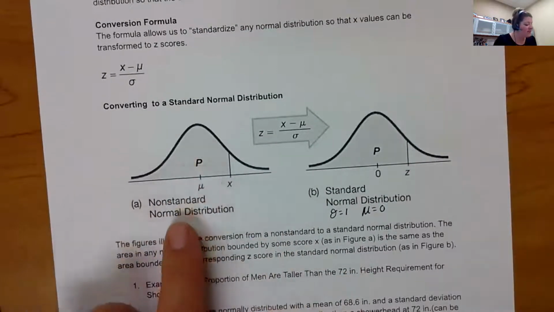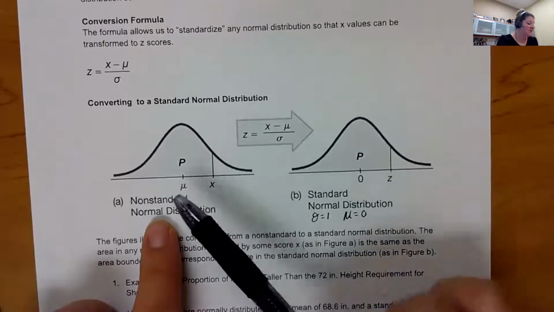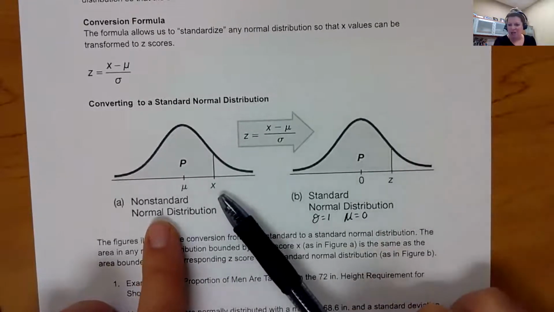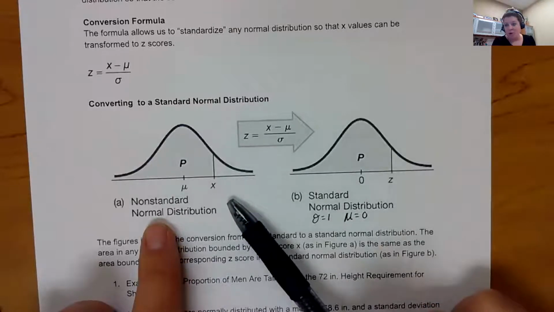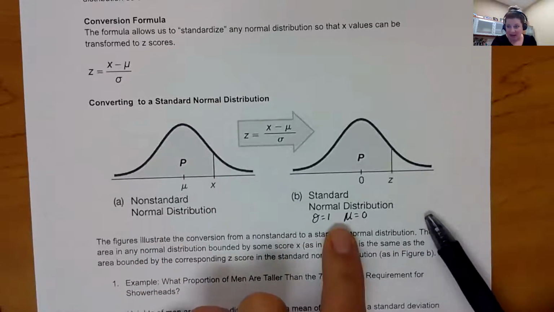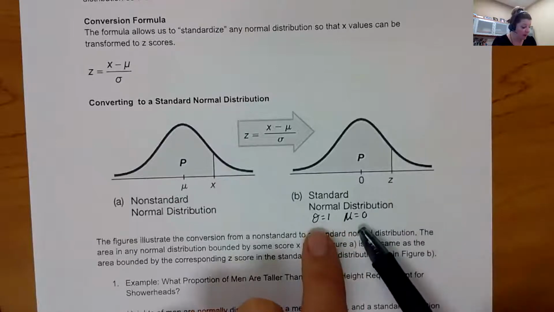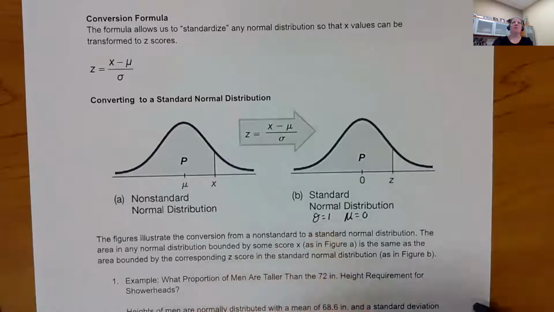We have our non-standard normal distribution, which uses the mean and the x value that you're talking about, and it uses the standard deviation of your actual data. Over here, we have now standardized everything. So the mean is 0, the standard deviation is 1, and we use the z-score, not x. Hopefully this helps you remember z.